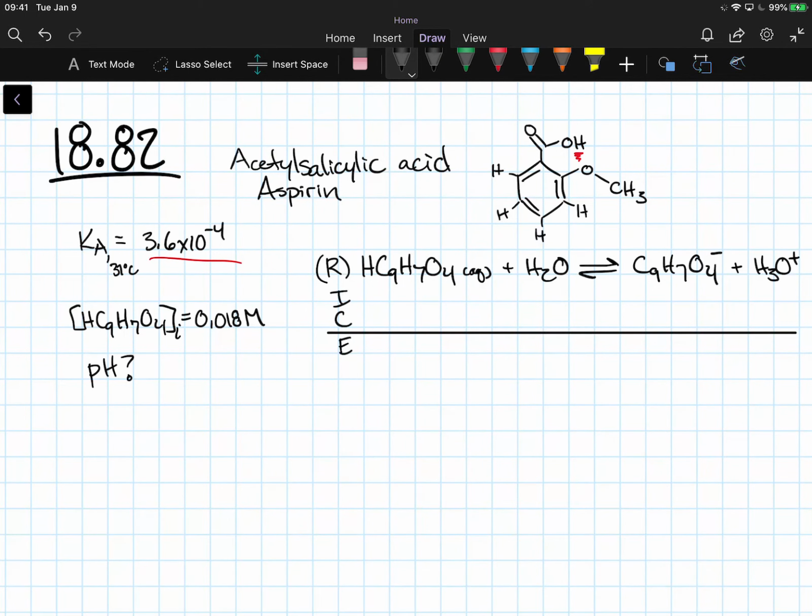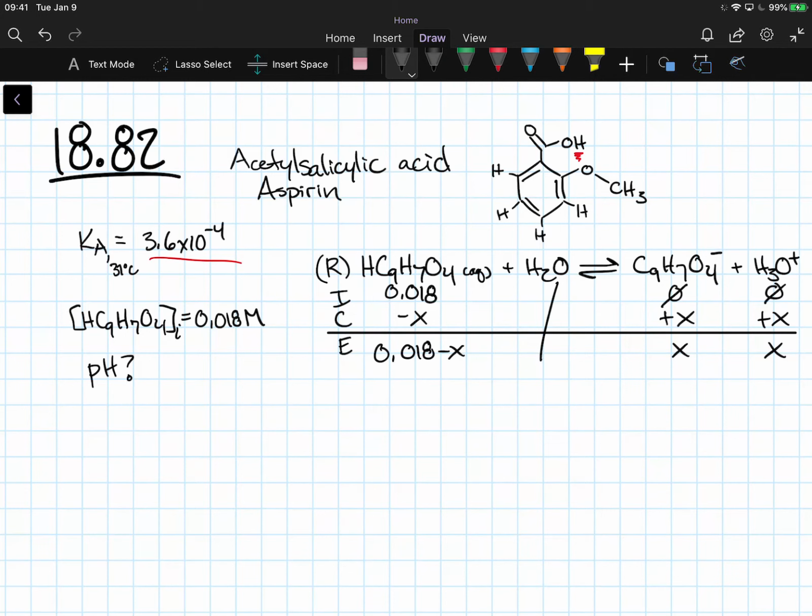So our initial concentration was 0.018. The water we don't have to worry about. These are both 0. Now remember, H3O+ is not really 0, but it's really, really small, so it doesn't matter. The reaction is going to go to the right, where we lose X from the left side and we gain X on the right. So now we have 0.018 minus X, and we're gaining X on the right. So that's our equilibrium condition.